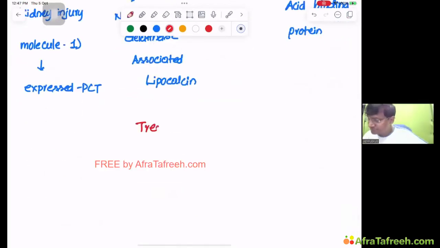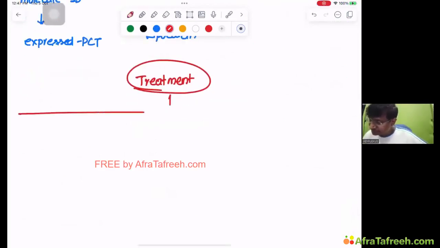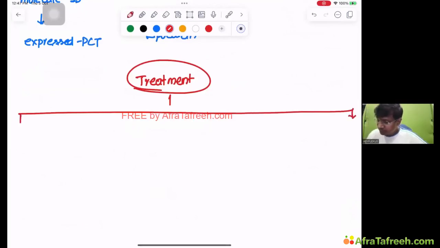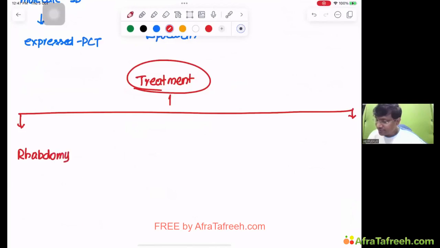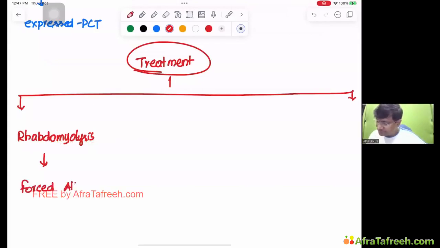Okay, now after having discussed the workup, etiology, and clinical features, you should know how to treat these patients. So treatment completely depends upon what exactly is the underlying cause. Now, if it is nephrotoxin specific, like rhabdomyolysis causing acute kidney injury, you need to do forced alkaline diuresis.